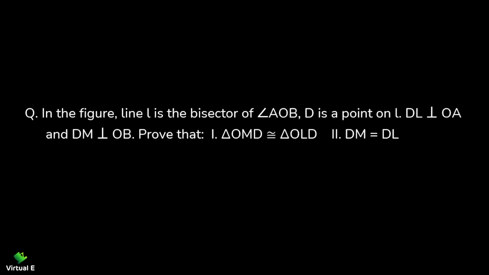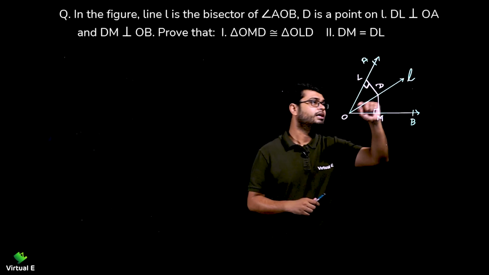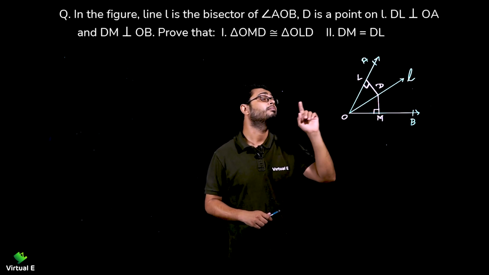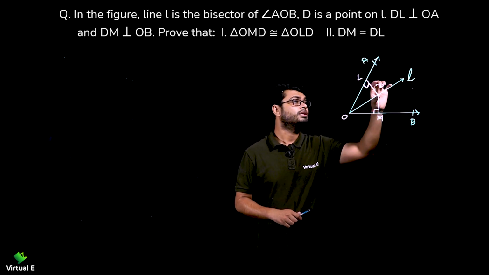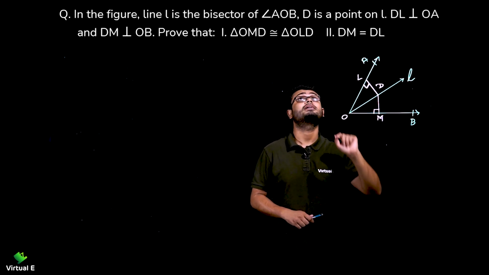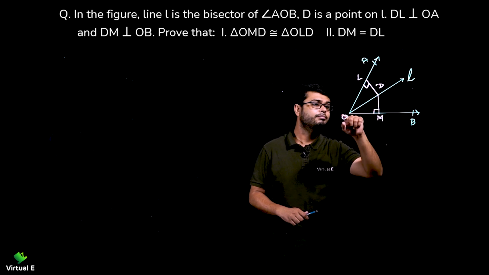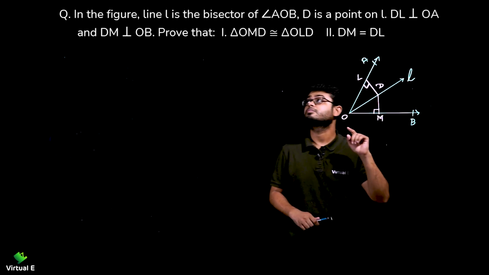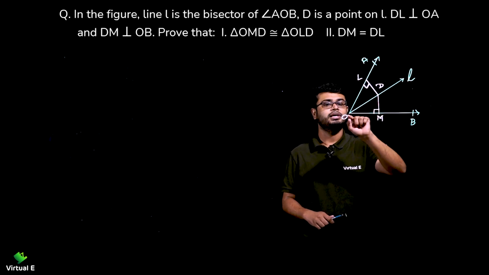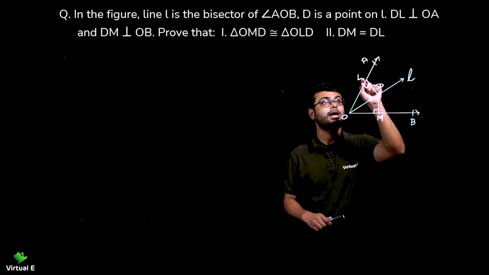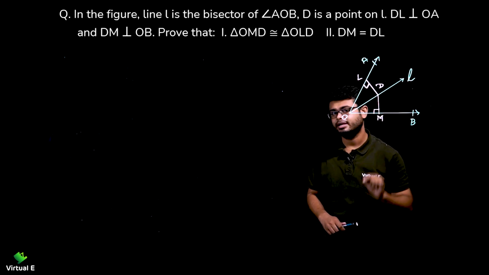Let's read further of angle AOB. D is a point on L. Now DL perpendicular OA, this 90-degree condition written in words. Then DM perpendicular OB. So what do we need to prove? We need to prove that triangle OMD is congruent to triangle OLD. So we need to prove these two triangles congruent.